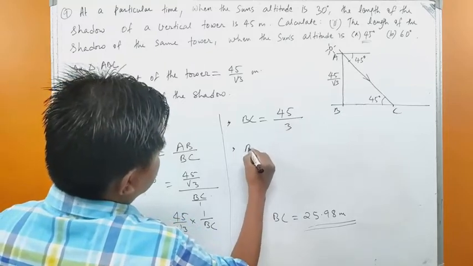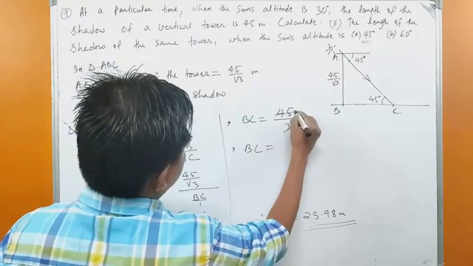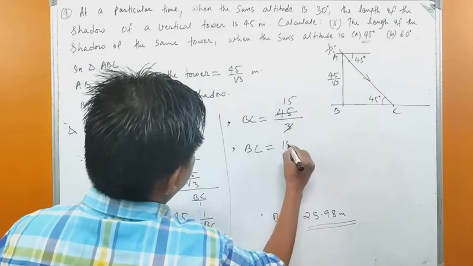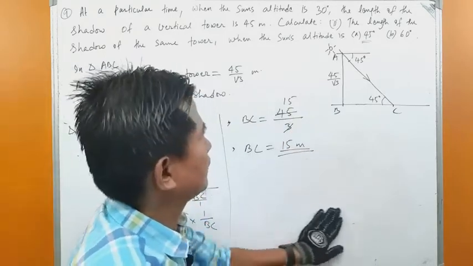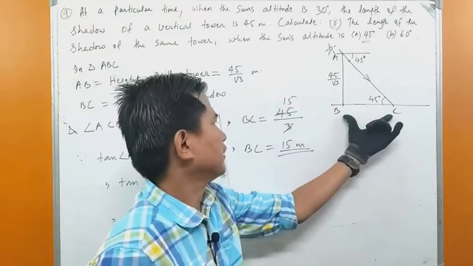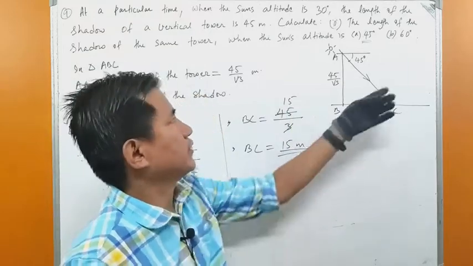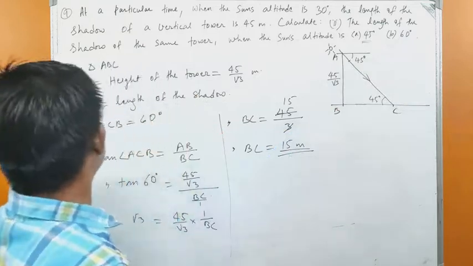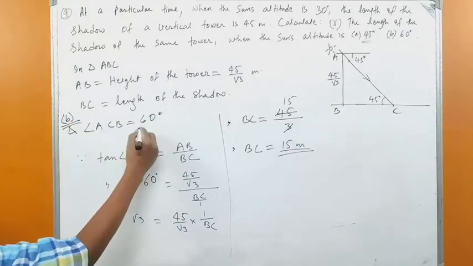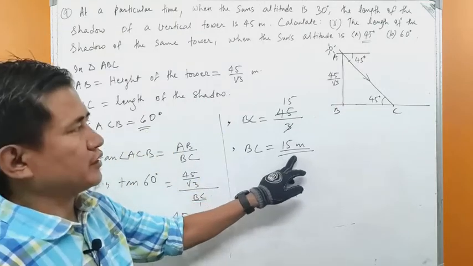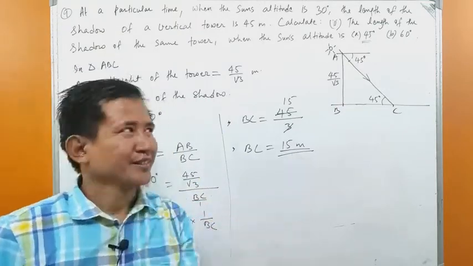Okay, BC equals 3 ones are 3, 3 15s are 45, 15 meter. Therefore the length of the shadow of the tower is 15 meter when the sun's altitude is 60 degree. Okay, this is the second case, this is B: when the sun's altitude is 60 degree, the length of the shadow of the tower is 15 meter. I hope you got this.